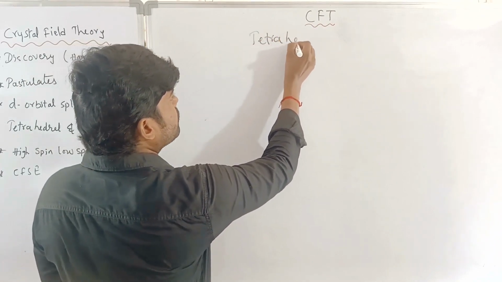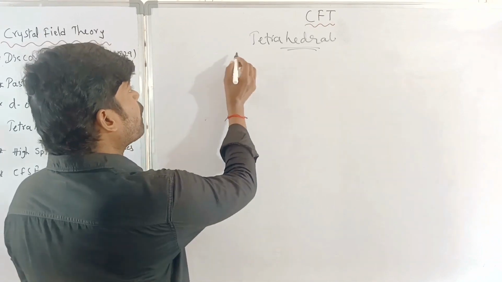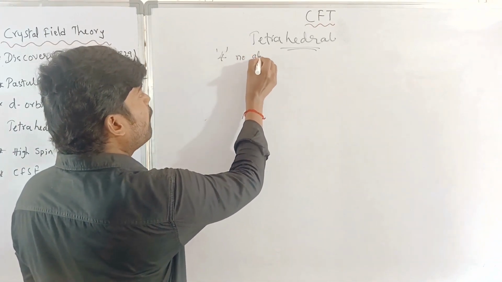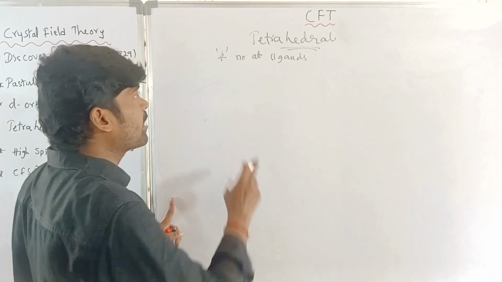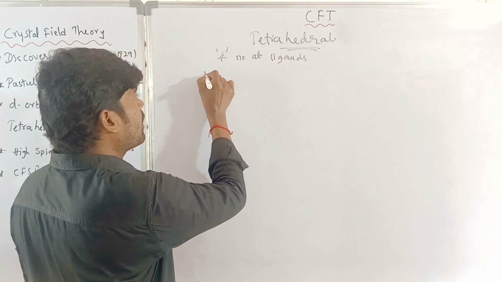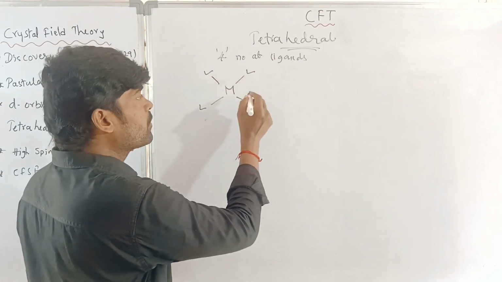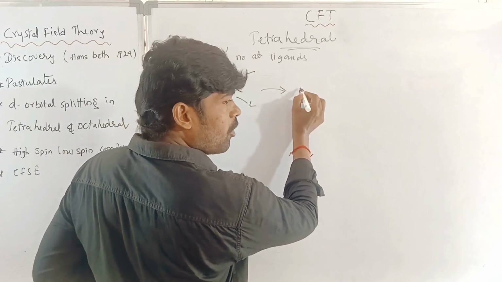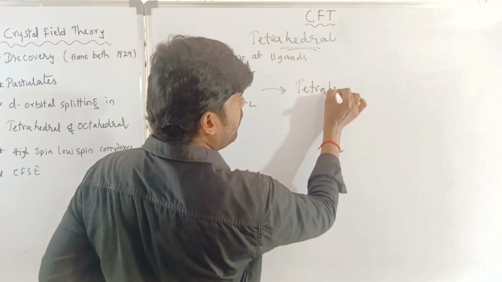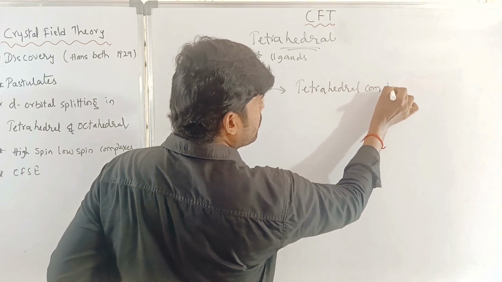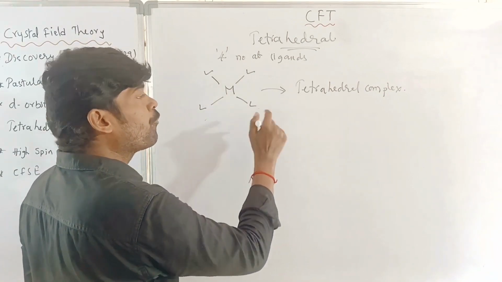Tetrahedral. When four ligands approach the central metal atom, metal, ligand, ligand, ligand and ligand, that will give square planar or tetrahedral complexes. But here we are studying tetrahedral complexes. In tetrahedral complexes, how many ligands are present? Four ligands. The coordination number in tetrahedral is 4.